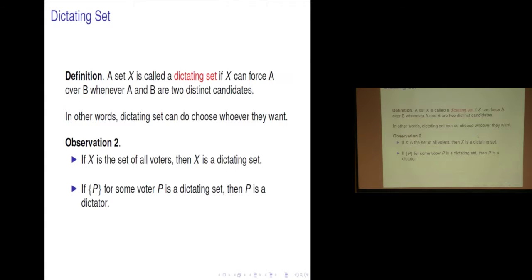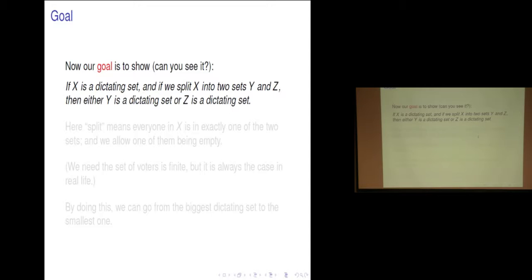Now what is the approach to prove Arrow's theorem? Arrow's theorem requires us to pick a dictator. So the goal is to show this paragraph. Can you see why this is the case? The rest of the argument is, I'm going to convince you this is true. If X is a dictating set, and we split X into two sets, Y and Z, then either Y is a dictating set or Z is a dictating set.